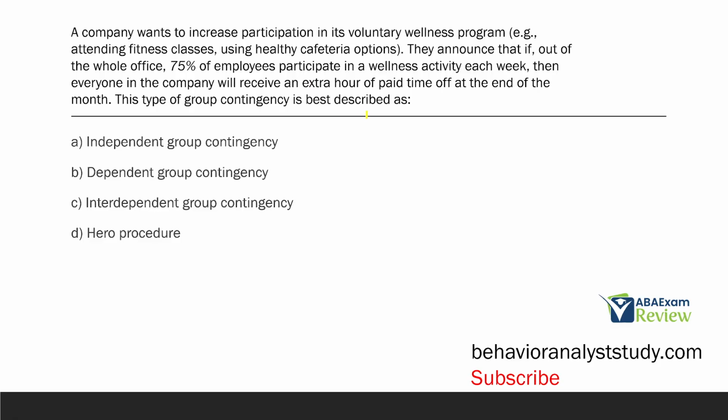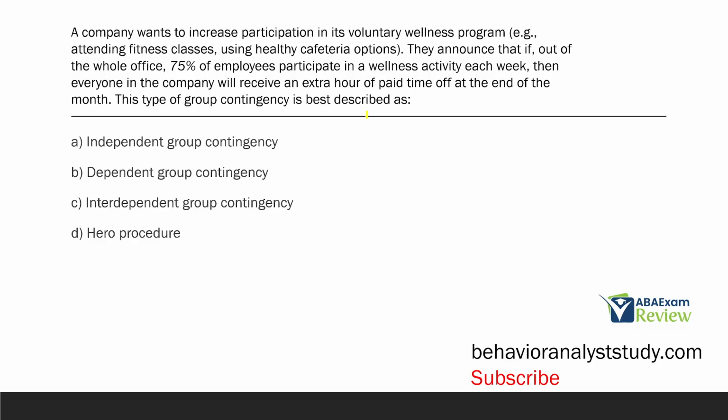A company wants to increase participation in its voluntary wellness program, attending fitness classes, using healthy cafeteria options. They announced that if, out of the whole office, 75% of employees participate in a wellness activity each week, then everyone in the company will receive an extra hour of paid time off at the end of the month.